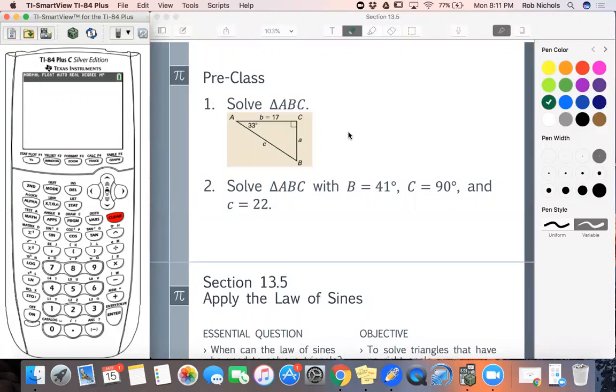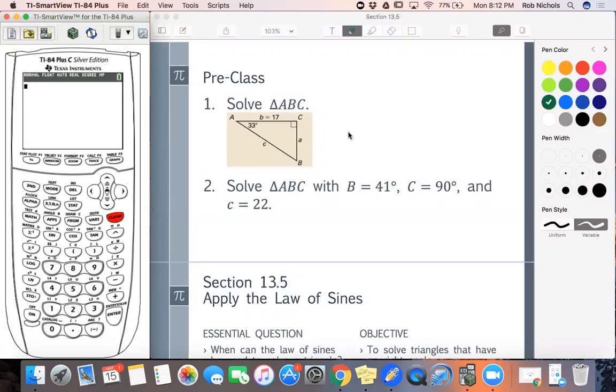All right, so what we're going to do today is section 13.5. Before we do that, we're going to quickly review the pre-class items. And if you haven't done so already, you might want to try solving these two questions.